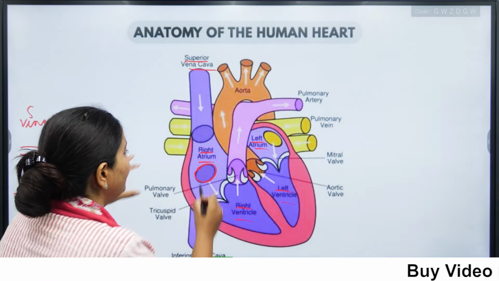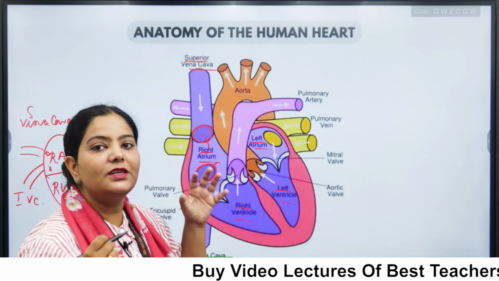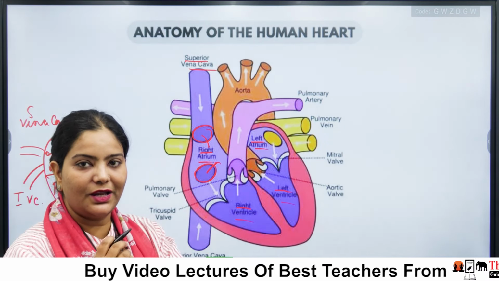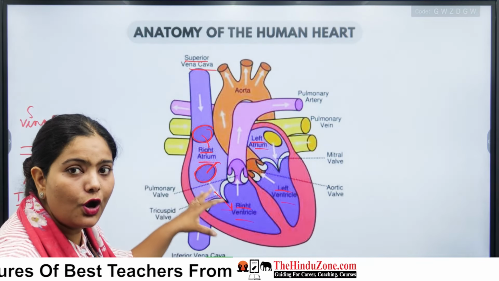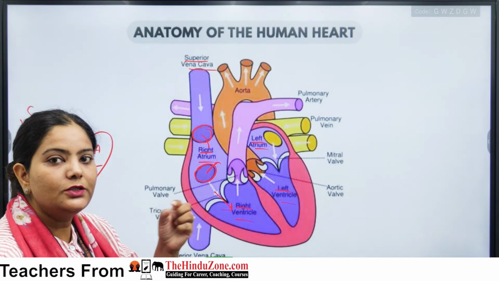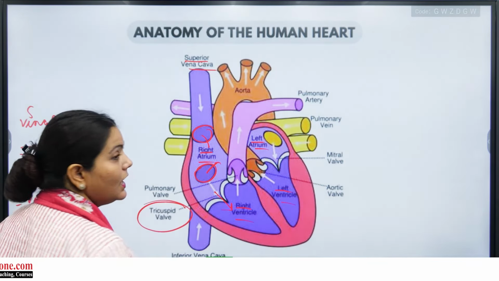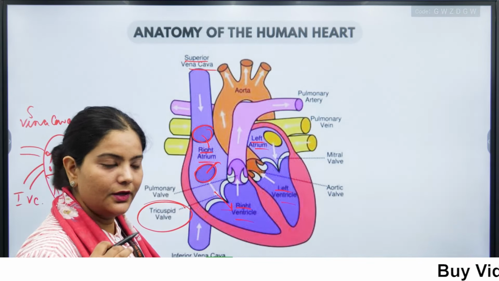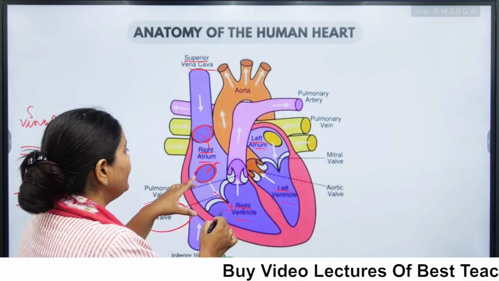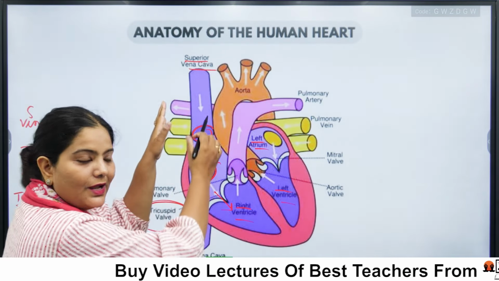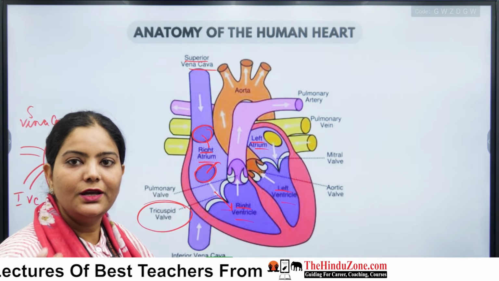Now this right atrium is going to transfer this blood into the right ventricle. Of course, there is a valve present. So, the valve here has got 3 cusps, and this valve is called a tricuspid valve, right? Now blood is here in this right ventricle, and you already know that the blood on this right side is deoxygenated because it is coming from the body, right?